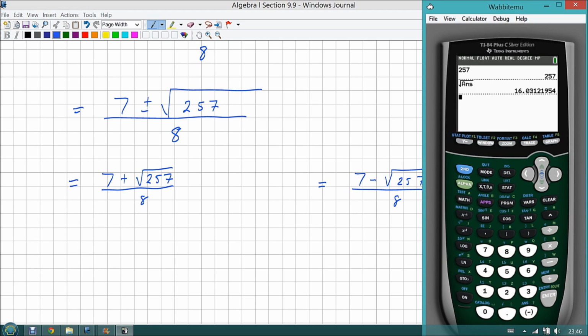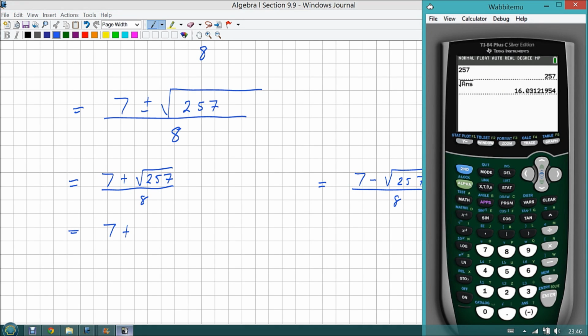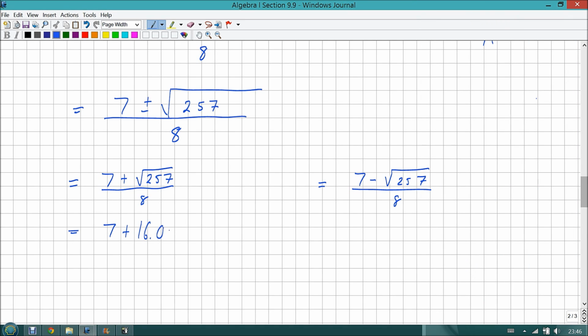Now, because I'm rounding to the nearest hundredth, on this one I'm actually going to round to the nearest thousandth, because I know that as you go along, the more estimates you make early, the more inaccurate it becomes later. So I'm going to round to the nearest thousandth to begin with, and then after I've done all the arithmetic, I round to the nearest hundredth. So this is going to be 7 plus 16.031 all over 8. And on this one, it's going to be 7 minus 16.031 all over 8.